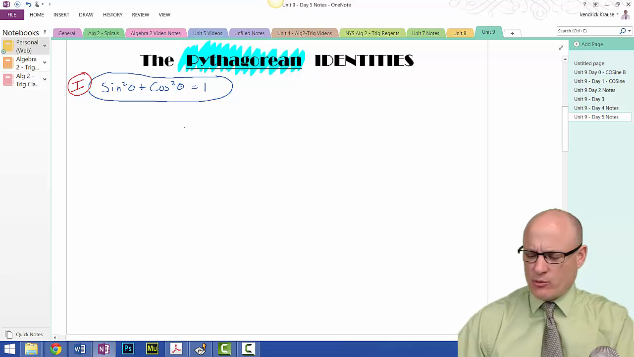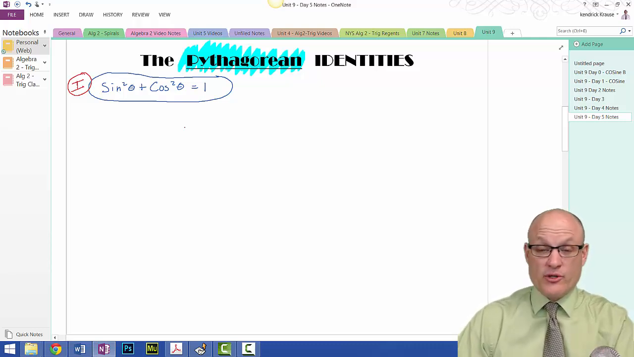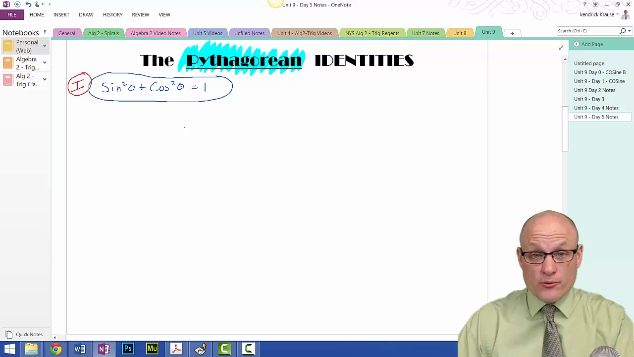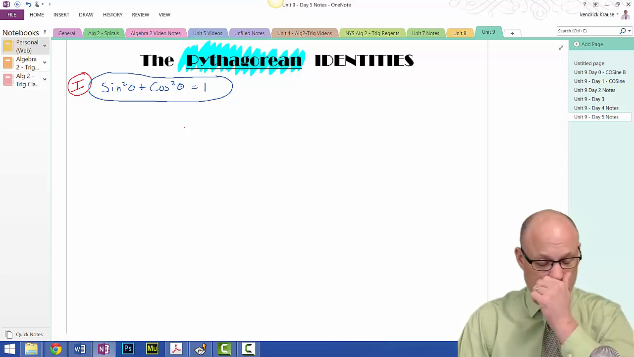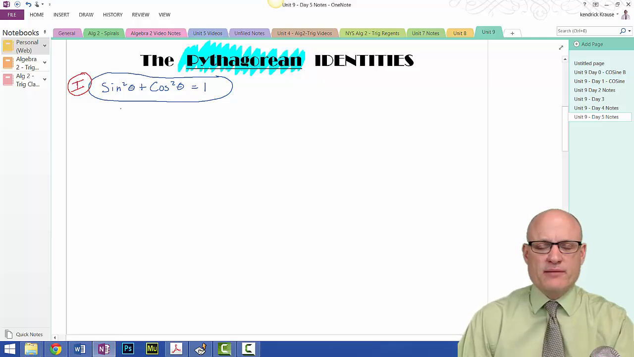You'll see why when we're solving equations, why we don't use this one. When we do proofs and we start trying to prove one side is congruent to, or equal to another side, we're going to use this. But for solving equations, this isn't that useful. So we're going to use modifications of this.